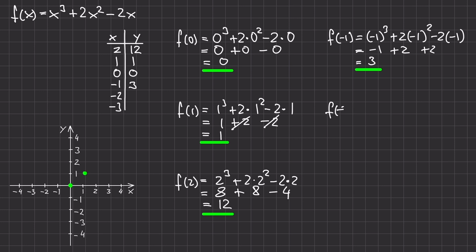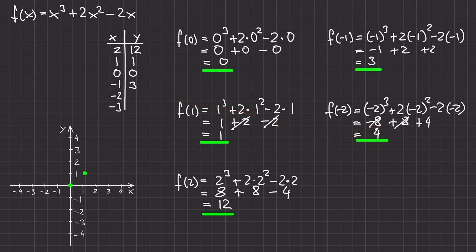What about negative 2? Negative 2 cubed plus 2 times negative 2 squared minus 2 times negative 2. Negative 2 times negative 2 is 4, times negative 2 is negative 8. Negative 2 squared is 4, times 2 is 8. And negative 2 times negative 2 is positive 4. Negative 8 and 8 cancel each other out, so what's left over is 4.